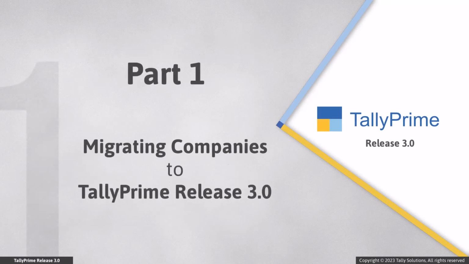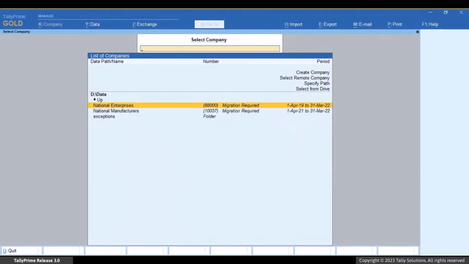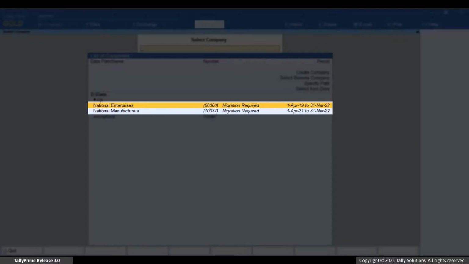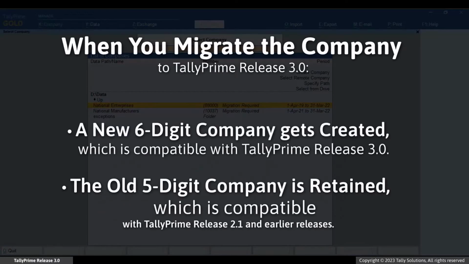First, let us see how to migrate your company data to TallyPrime Release 3.0. Open TallyPrime. As you can see, the companies are listed and you can easily identify the companies that require migration. These are 5-digit companies compatible to TallyPrime Release 2.1 and earlier releases. Migrating data to TallyPrime Release 3.0 leads to creation of a new company with 6 digits while retaining the original 5-digit company compatible to earlier releases.